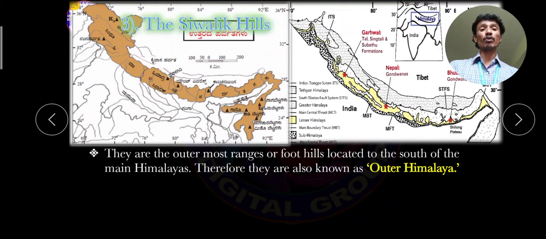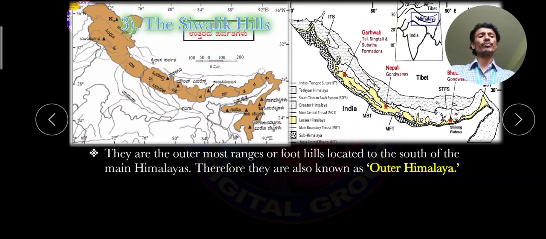Where do we find the Shivalik ranges? This is the Shivalik range, and it is possible to see it outside the Himalayas, so we can consider it the outer Himalayas. Shivalik ranges, or Shivalik hill stations, are also called the outer Himalayas. Why? They are the outermost ranges or foothills located to the south of the main Himalayas. Therefore, they are also known as the outer Himalayas.